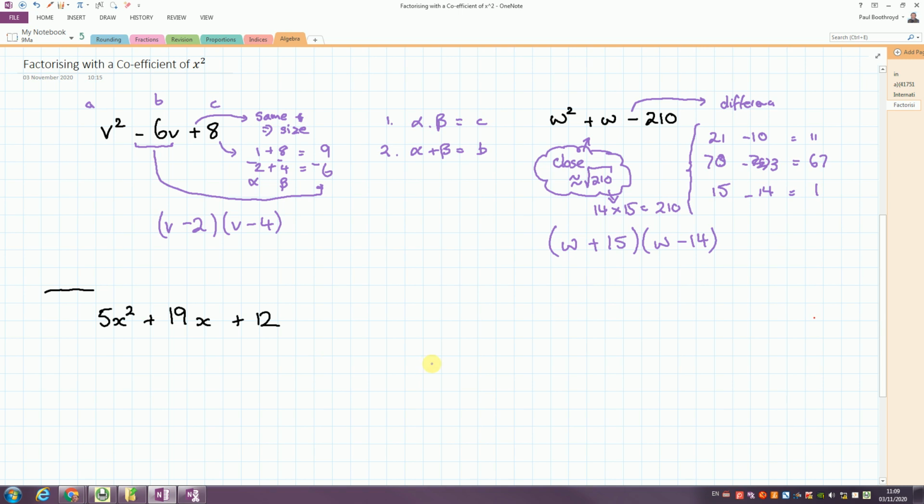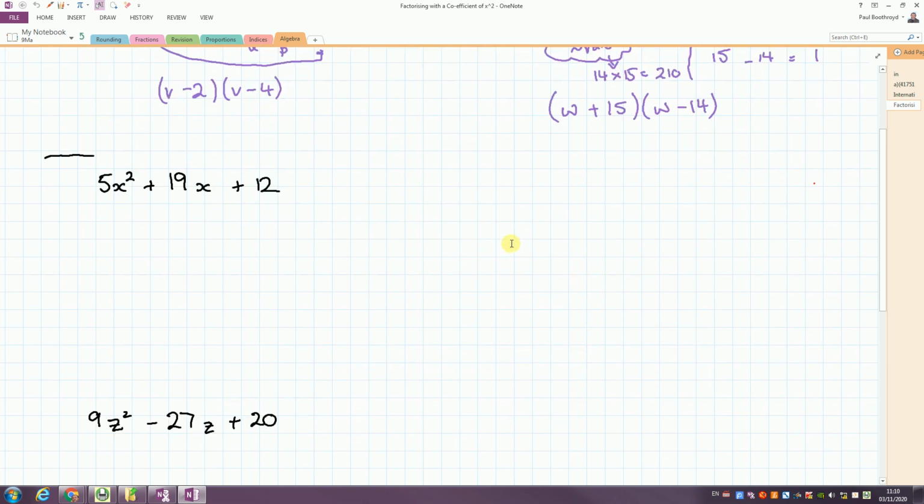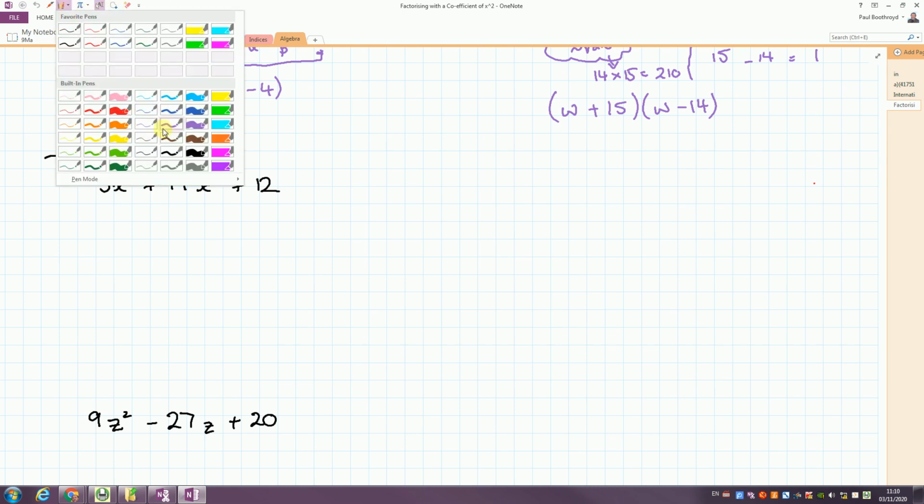So we're going to deal with this 5x squared, and it's dealt with using my method in a very similar way to what we did with the constant term on the end. So what we're looking for are ways of multiplying to give us 12 and ways that multiply to give us 5x squared. And we know the structure of the formula is going to be of this form.